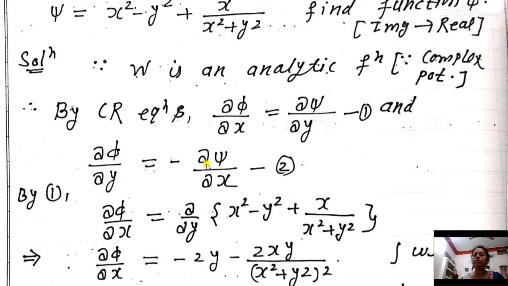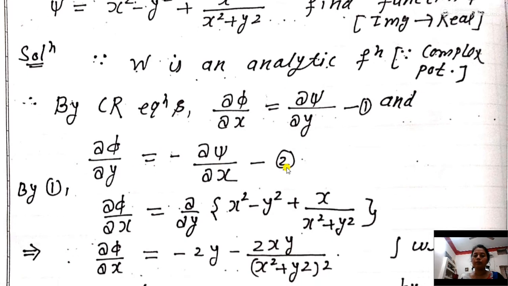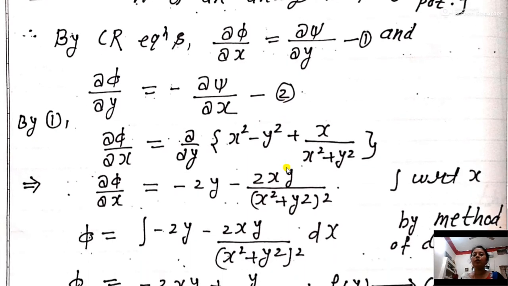So this is CR equation number 2. In place of u and v, we are using phi and psi for real and imaginary parts. If you remember, the CR equation was ux is equal to vy and uy is equal to minus vx. So the equations are the same. Now, by CR equation first, we have del phi by del x is equal to del psi by del y, and we have the value of psi.